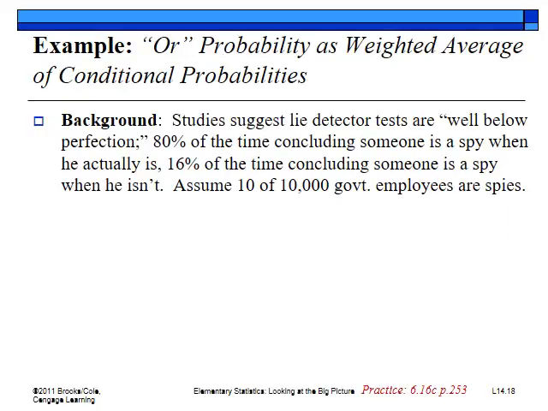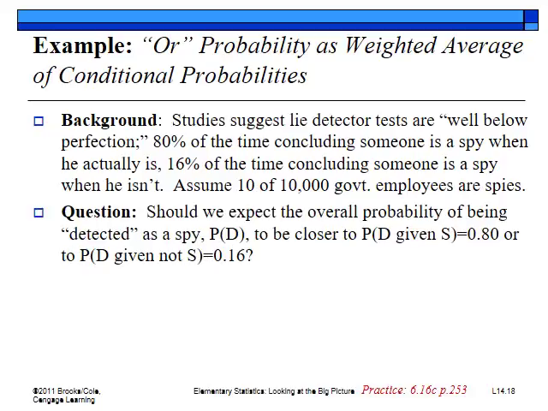Here's an example. Studies suggest that lie detector tests are well below perfection. 80% of the time, the lie detectors conclude correctly that someone is a spy when they actually are. 16% of the time, they conclude that someone is a spy when that person actually isn't. Let's assume that 10 out of 10,000 government employees are spies.